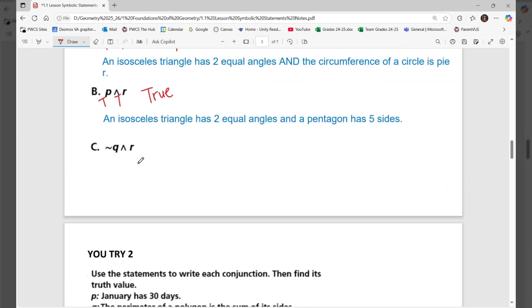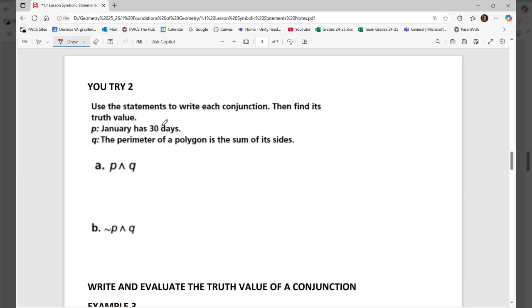I'm actually going to skip this one. What we would do is we would just do the negation of Q and whatever R is. So what I want you to do is pause here. I want you to try these two. If you need help, please ask, and then press play and check your answers. I want you to write what P and Q is in words using these two. And then I also want you to see if you can decide if the whole thing is true or not. I will tell you that January does have 30 days, and the perimeter of a polygon is the sum of its sides. So use those to help you determine the truth value.